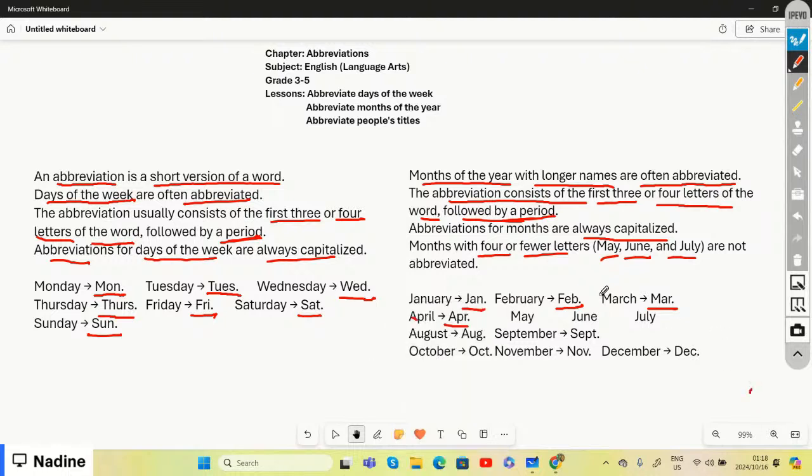So these are but a few examples of months of the year and how we abbreviate them. Now look at May, June, and July. May has three letters. June and July have four letters. So any month of the year with four or fewer letters, we do not abbreviate it.